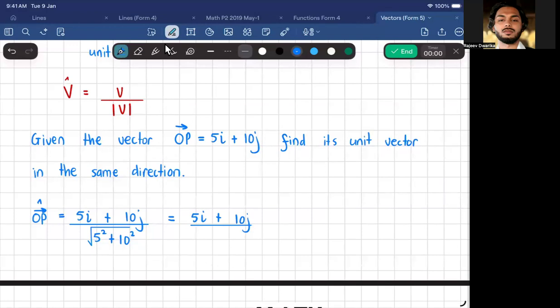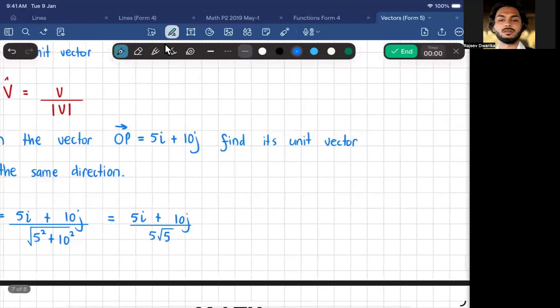And I want you to leave it as a third. So that will be again like root 35. No, that would be 25 plus 100. That's 125, which is the same thing as 5 root 5. I will explain this next class in more detail.